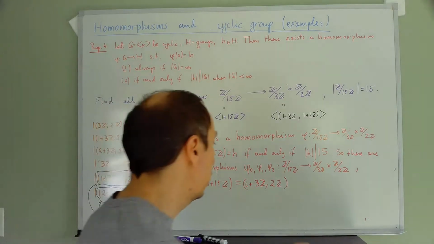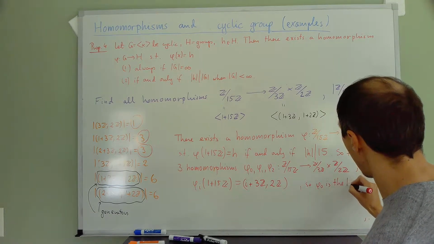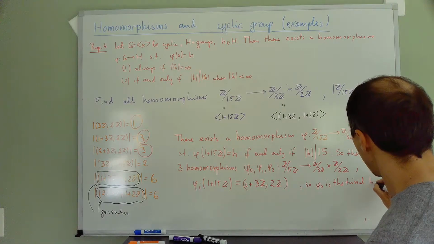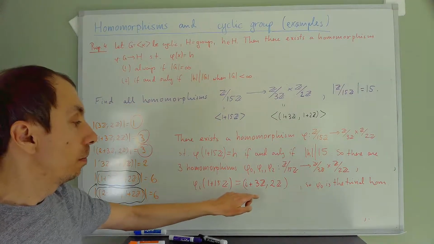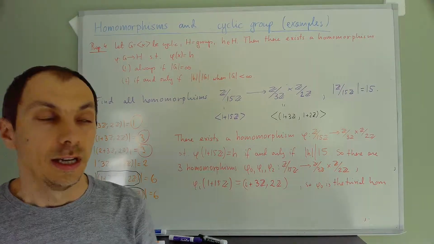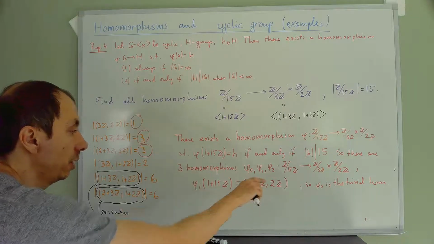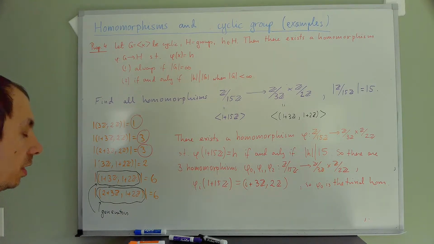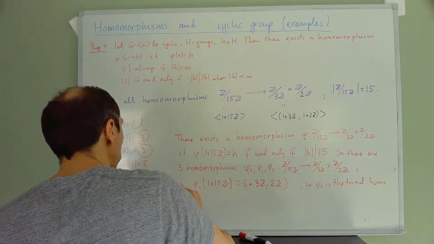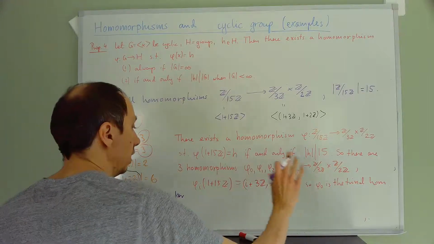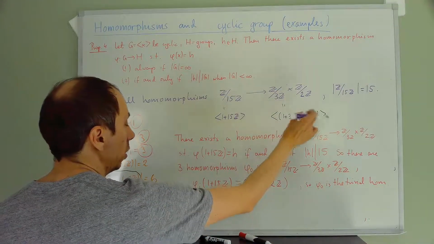So phi 0 is the zero homomorphism. Phi 0 is the trivial homomorphism. Phi 1 is going to map 1 plus 15Z to (1 plus 3Z, 2Z). And then phi 2 will map 1 plus 15Z to (2 plus 3Z, 2Z). If I were to look at kernels and images, so of course the kernel of phi 0 is the entire group Z mod 15Z, and the image is just (3Z, 2Z).